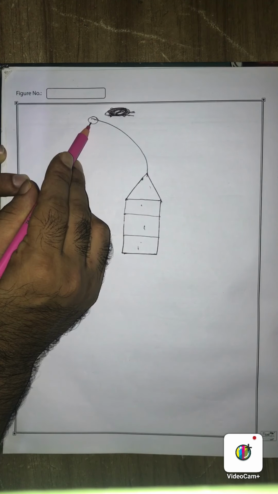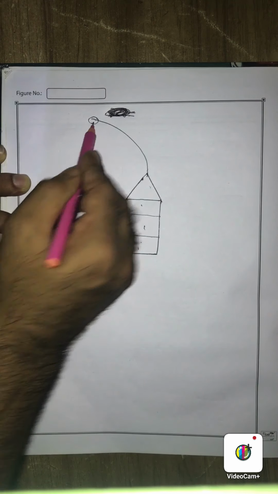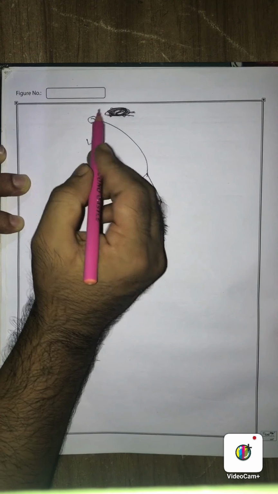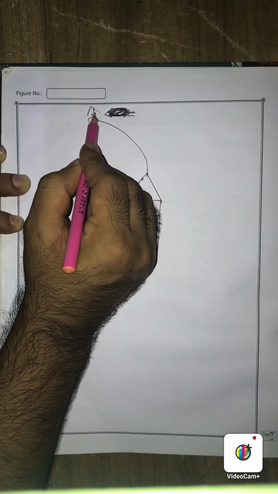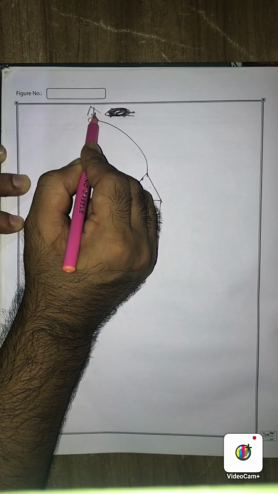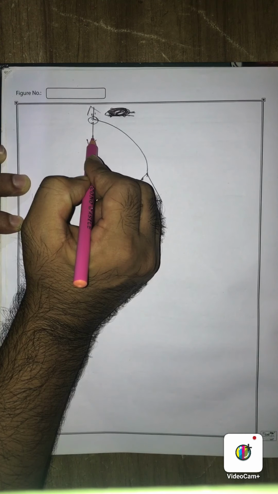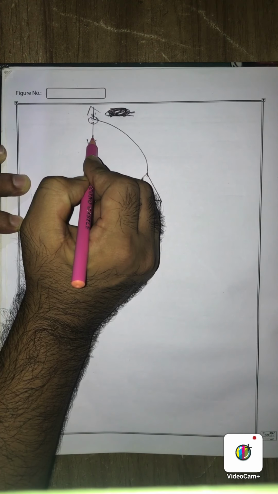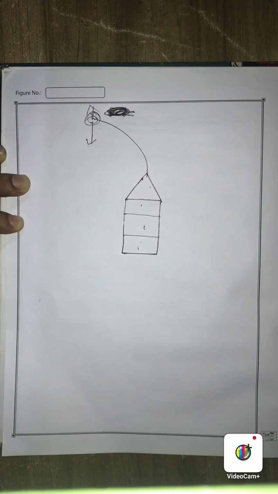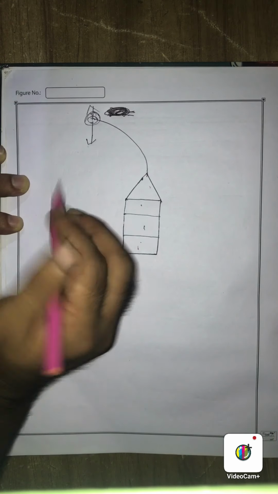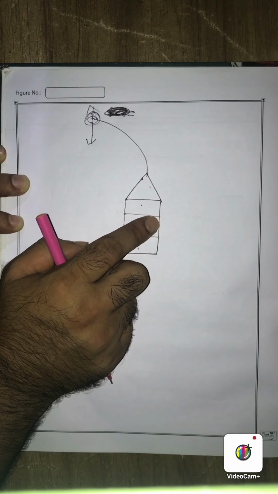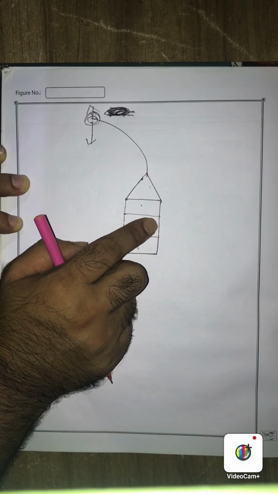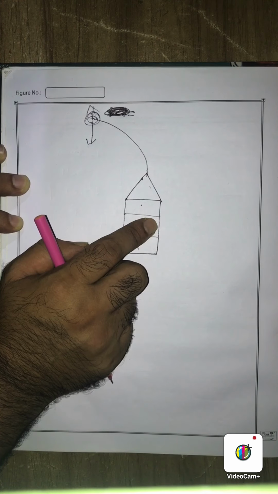At this point, gravity acts downward and the upthrust force acts upward. Both the upthrust force and gravity are equal. At this point, the rocket moves parallel to the earth's surface, then revolves around the earth, and the object is converted to an artificial satellite.